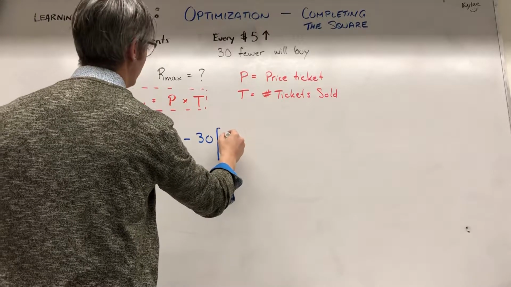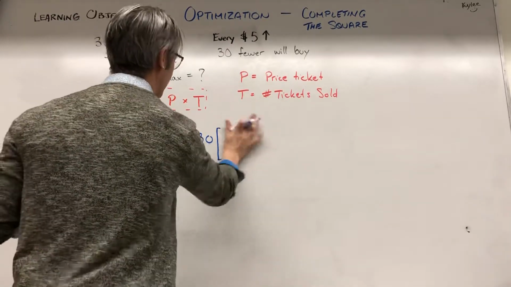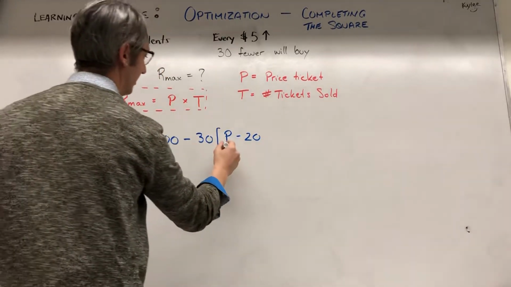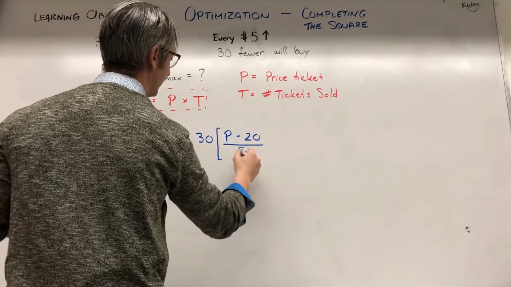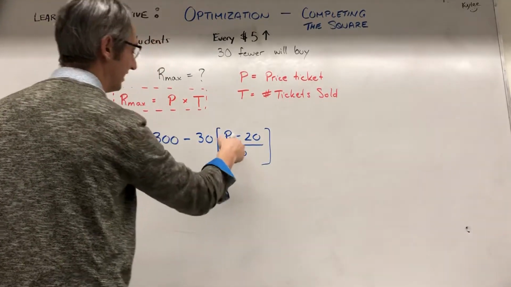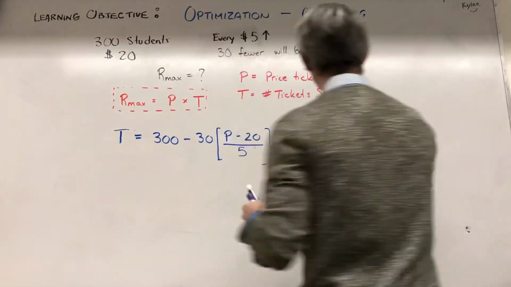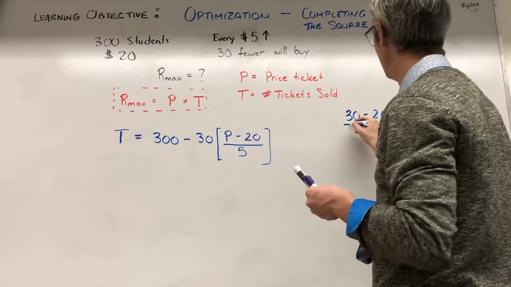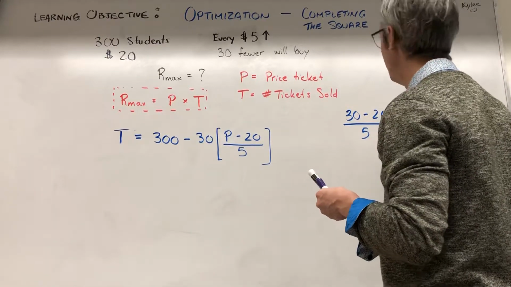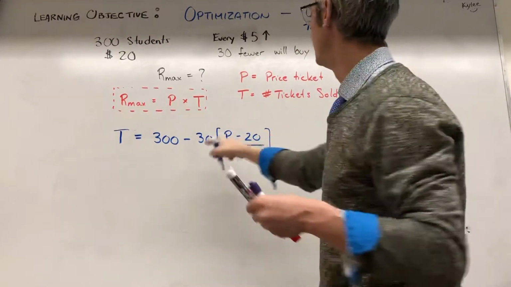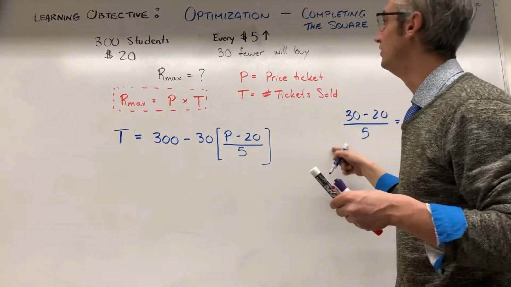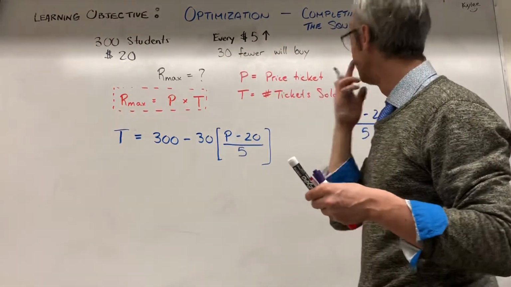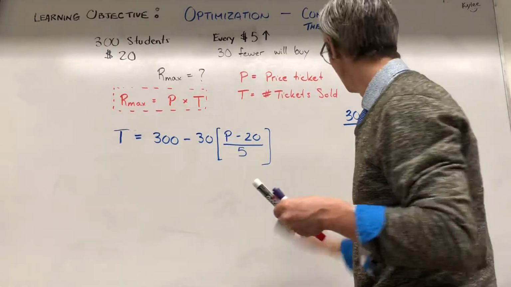So our ticket price, P, minus 20, our baseline of $20, divided by 5. This in here is going to tell us how many $5 increases we had. Because say for example, I sold them for $30. Well, 30 minus 20 is 10. 10 divided by 5 is 2. I've had two $5 increases, and if I multiply that by 30, it tells me that I will have 60 fewer people buy tickets. Because I've had two sets of these $5 increases. So that's what this formula does for me.